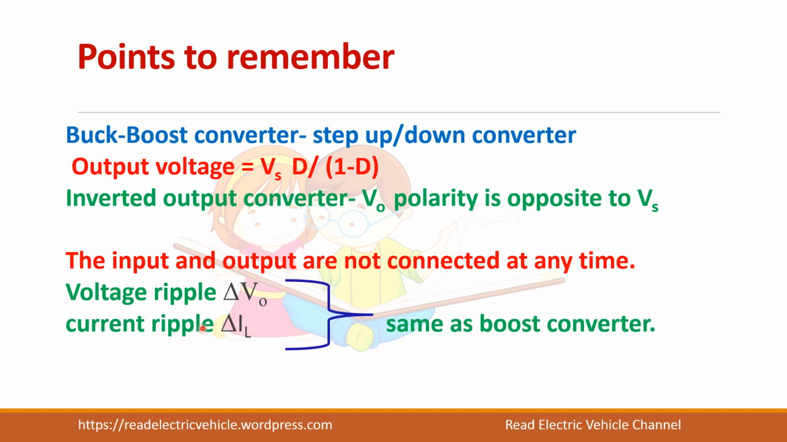The voltage ripple and current ripple are the same as those of a boost converter, and the critical inductance is D times the critical inductance of a boost converter.